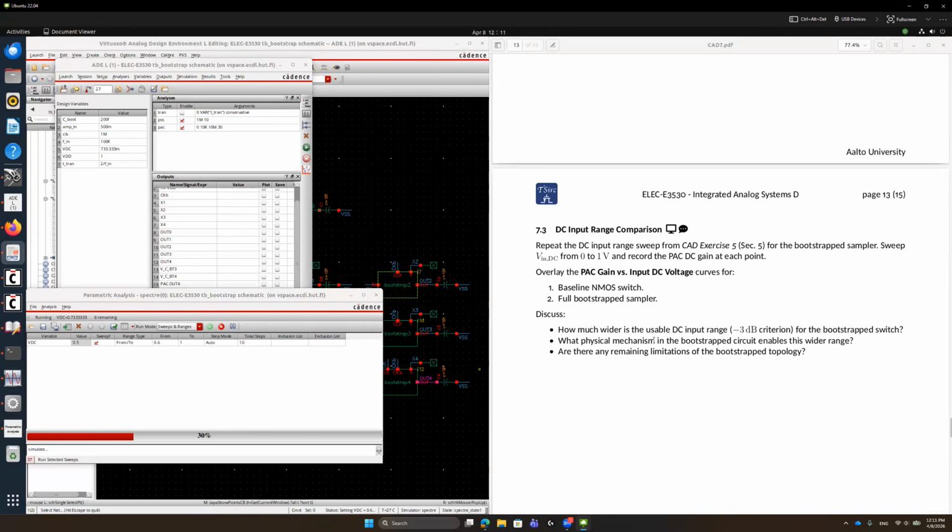Oh, what physical mechanism in the bootstrap circuit enables this wider range? Sorry about that, this is asking the same question again and again. So we discussed that VGS is made sure to be approximately VDD no matter what the Vin value is for the bootstrap switch. Are there any remaining limitations of the bootstrapping topology? We already discussed in the previous section that if the bootstrapping cap is too high, then it reduces the preceding buffer stage's bandwidth, and DC input range we will check.